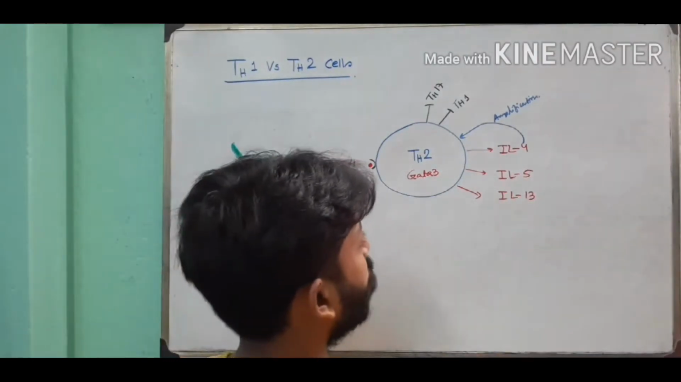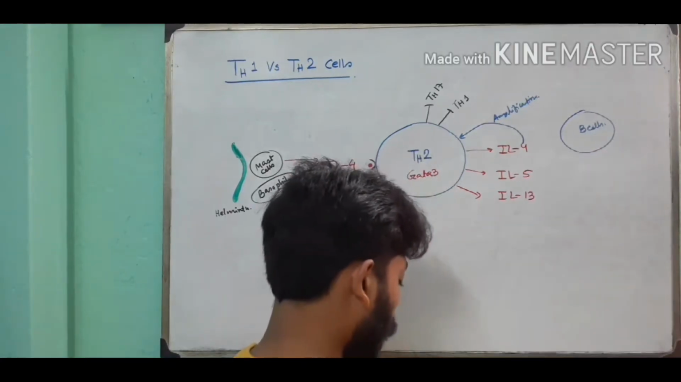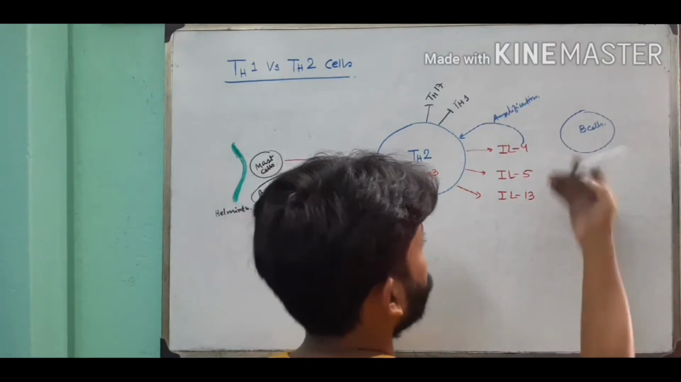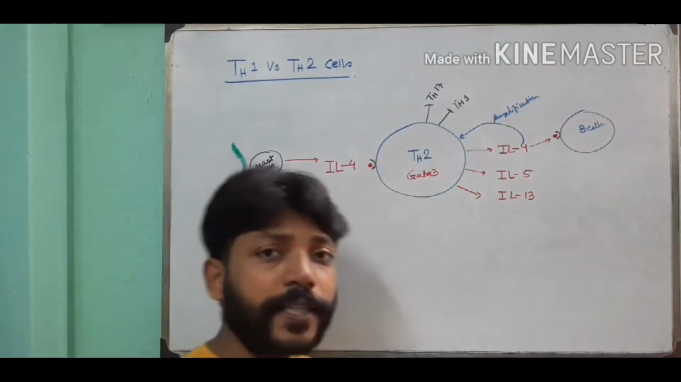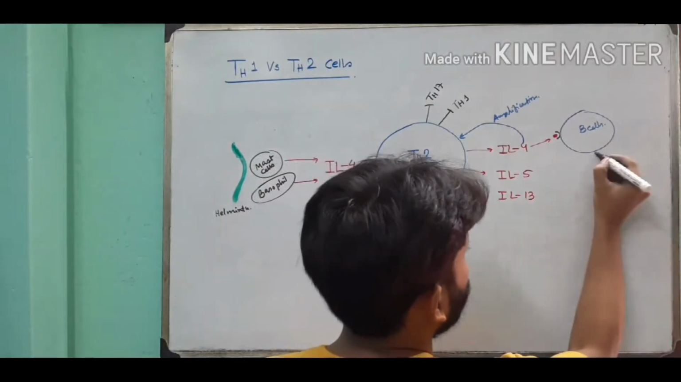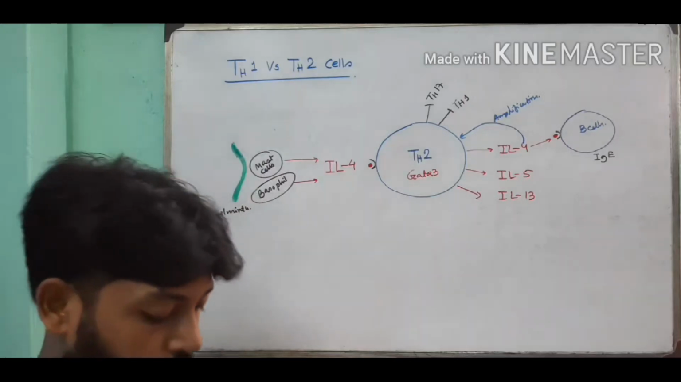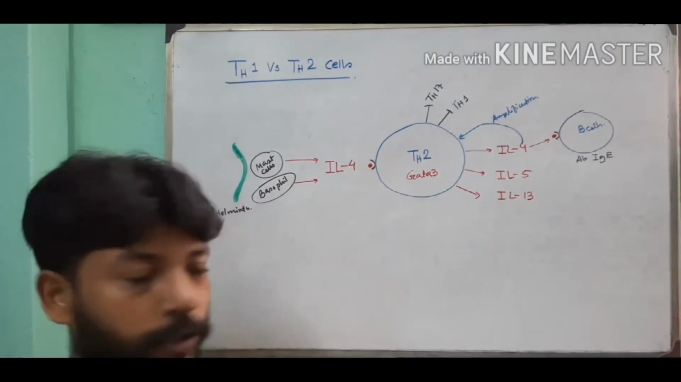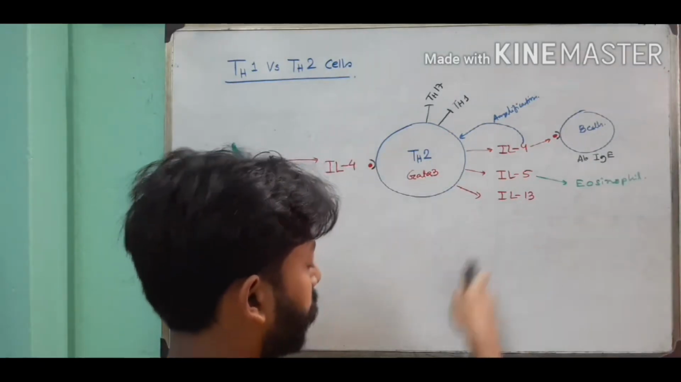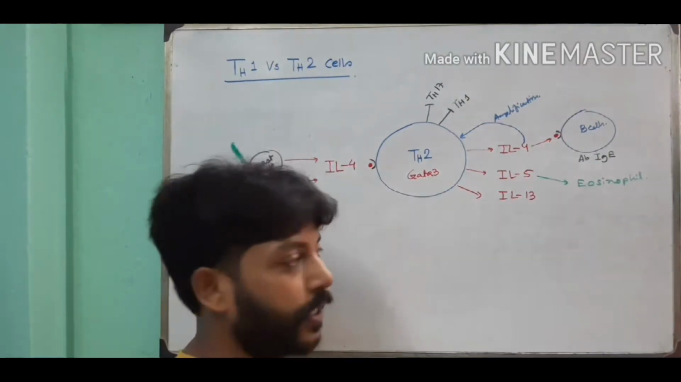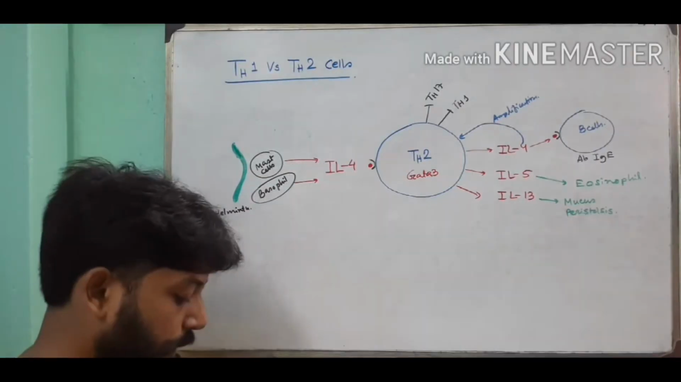Another important function of IL-4: in response to IL-4, B cells, which have a receptor that can receive IL-4, secrete a specific type of antibody, that is IgE. I will tell you the significance of this IgE. IL-5 activates another cell called eosinophil, and IL-13 helps in production of mucus by the goblet cell and peristalsis.